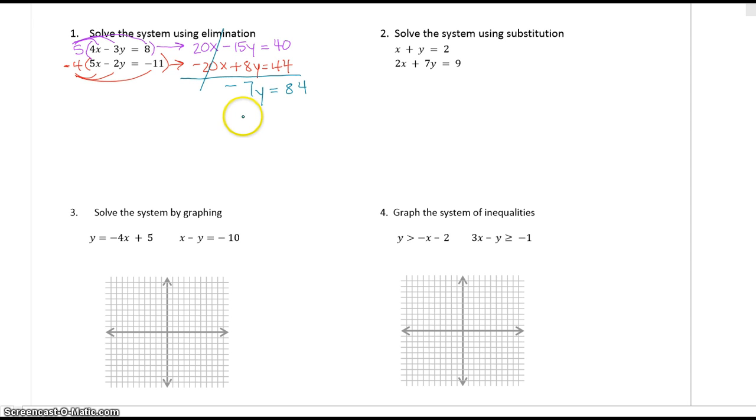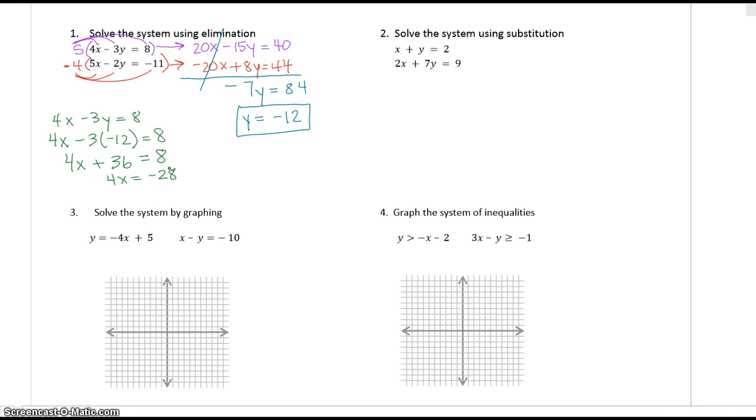You're going to solve this by dividing by negative 7, and you get negative 12. That is y. Now you need to find x. To find x, you're going to take the value of y and plug it in to y in either equation. It does not matter. But I'm going to go ahead and take the top equation, 4x minus 3y equals 8. I know that y is negative 12, so I'm going to say 4x minus 3 times negative 12 equals 8. Solve this equation for x. 4x plus 36, because a negative times a negative is a positive, equals 8. Subtract 36 from both sides. Get negative 28, and when you divide by 4 you get x equals negative 7.